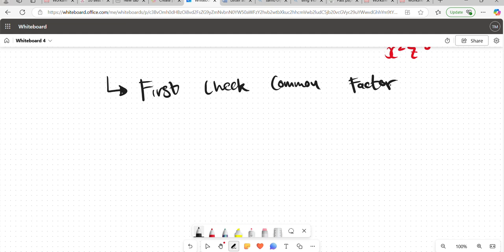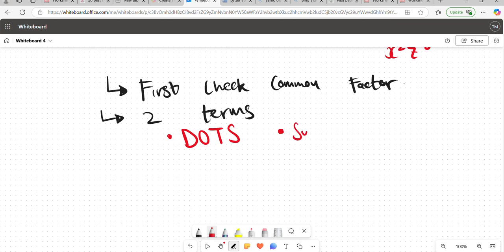All right? Then if it does not have a common factor, and if it has 2 terms, then it could either be a difference of 2 squares, or it could be the sum or difference of cubes. So it could either be one of those two. You just need to decide.